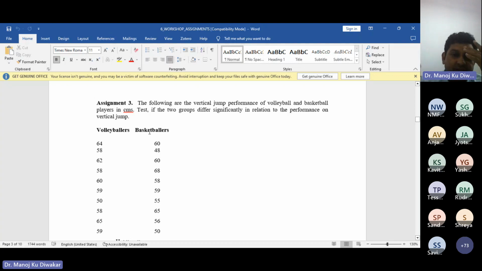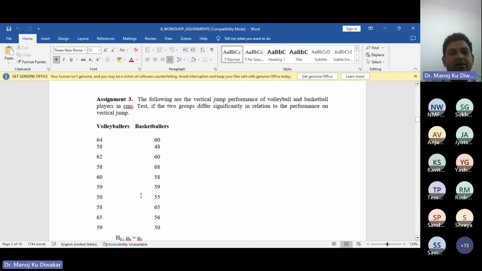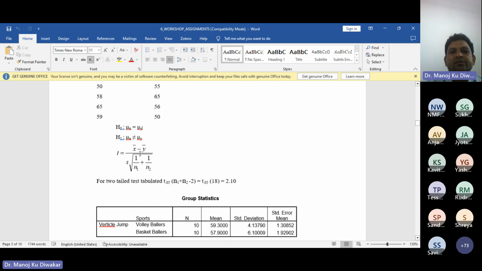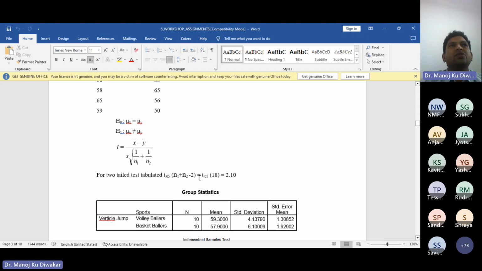Here there are two cases, that is the vertical jump performance of volleyball players and basketball players in centimeters. We are testing whether the groups differ significantly in relation to performance on the vertical jump. So this is one sample, this is the other sample, and both are independent. Okay, so we can write the hypothesis: H naught is mu x equals mu y, and H1 is mu x is not equal to mu y. And this t is the difference of the mean values of sample 1 and sample 2, and you are just finding the variability. And here n1 plus n2 minus 2 is your degree of freedom.